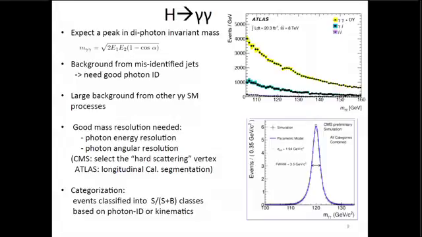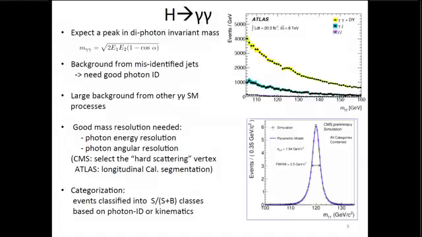This is done with 2 slightly different approaches by CMS and ATLAS, because CMS has a method to select the hard scattering interaction among the many interactions occurring in the bunch crossing, while ATLAS also exploits the longitudinal segmentation of the calorimeter to point toward the correct vertex.